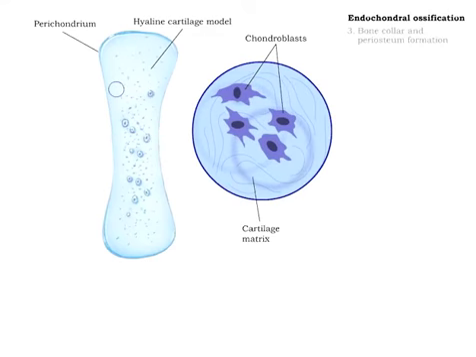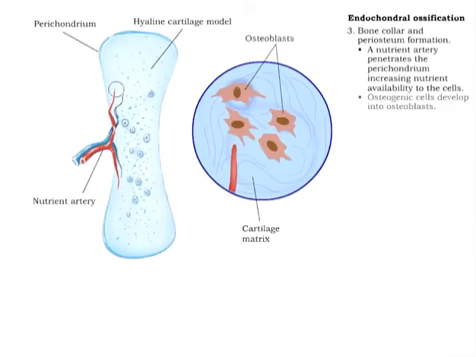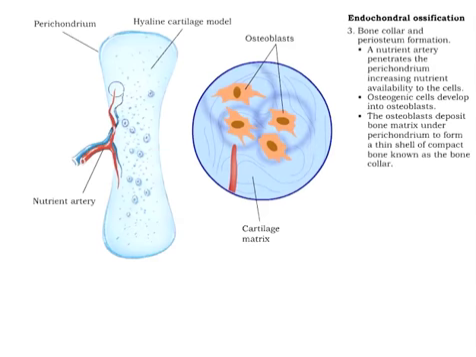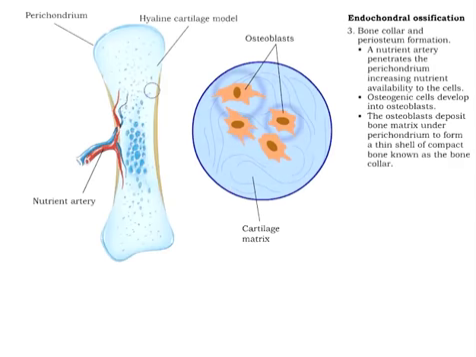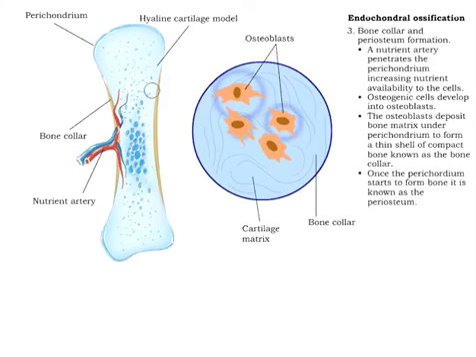A nutrient artery penetrates the perichondrium, increasing nutrient availability to the cells. Osteogenic cells are stimulated to differentiate into osteoblasts. These cells secrete matrix beneath the perichondrium that forms a thin shell of compact bone known as the bone collar. As the perichondrium begins to form bone, it is now called the periosteum.